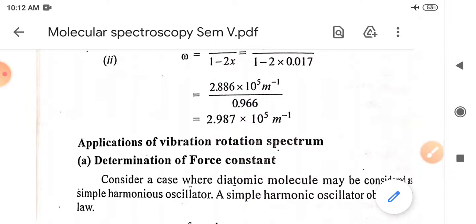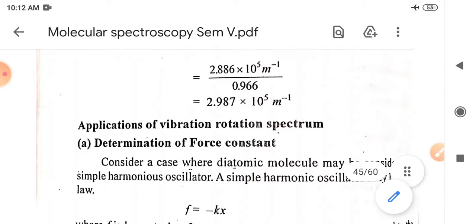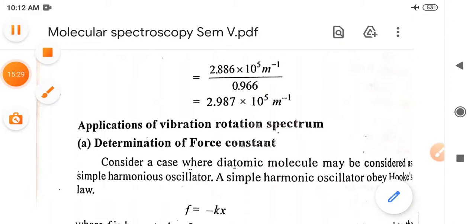Next is the application of this vibrational rotational spectroscopy. There are quite a few important applications of this spectroscopy, and we'll see those applications one by one in the next lecture.